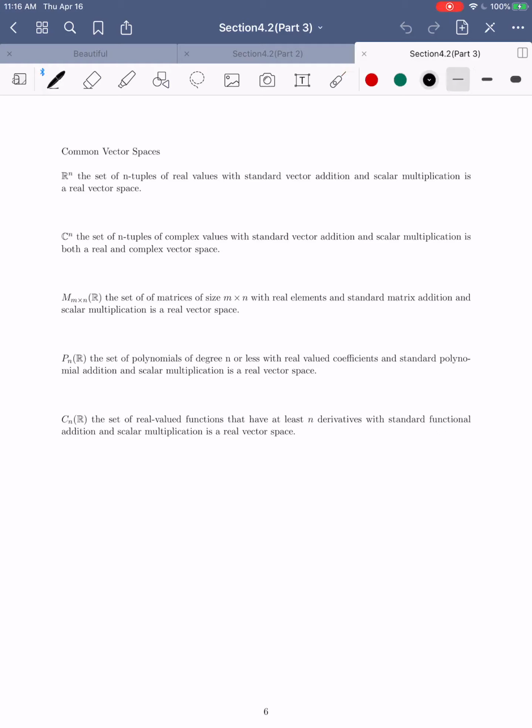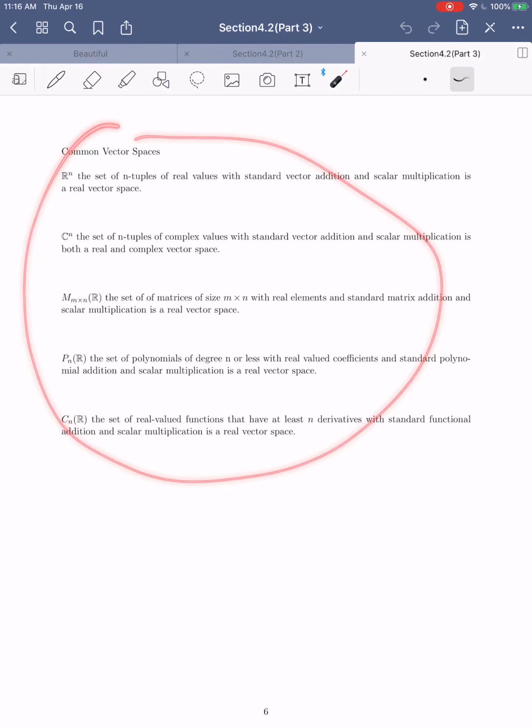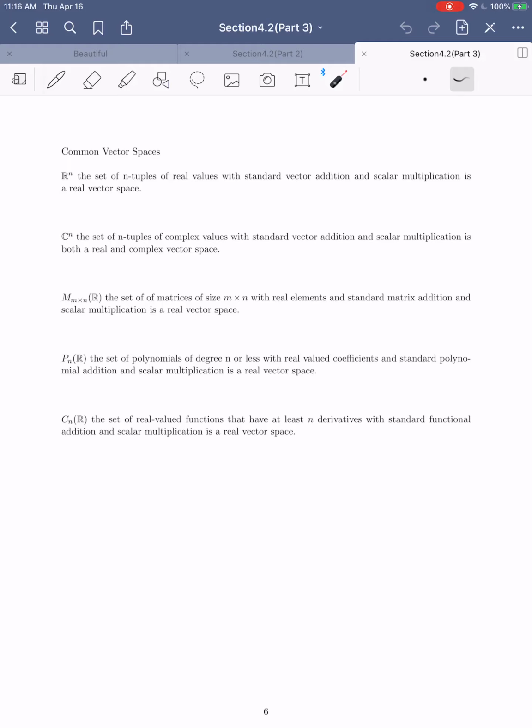In this video, we're going to be finishing up section 4.2 from your textbook, which is the introduction to vector spaces. In this video, we're going to do a couple things. First, as you can see on this page here, we're going to discuss some common vector spaces. These are just things that we're going to briefly talk about. We're not going to go through and prove all 10 properties, and we're just going to assume that they would hold through our common knowledge of these different constructs.